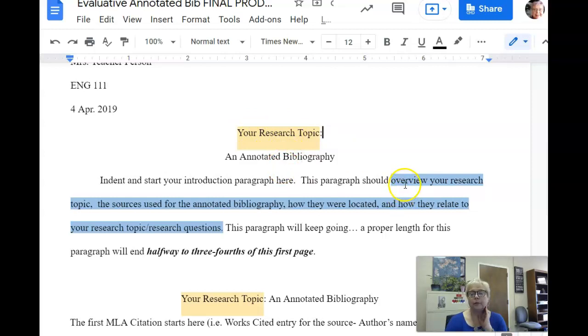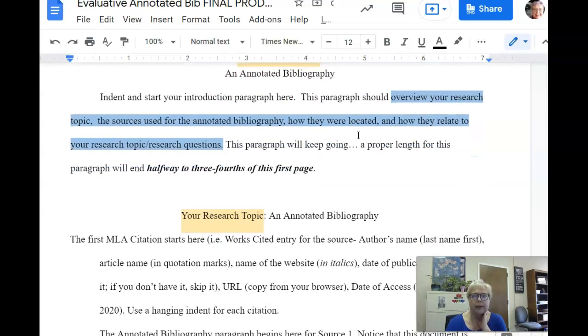It is possible that you could get it on 1 line, but 2 lines might be what you choose to do. Depends. I'm going to show you another document in a minute that'll show you what it looks like for my sample. All right, so it's going to be your research topic, colon, and then an annotated bibliography. It is centered on the page, just like a title for anything would be centered on the page.